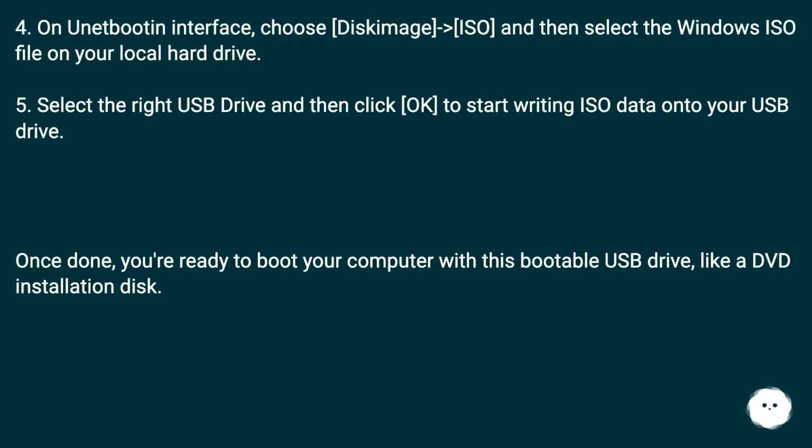4. In the UNetbootin interface, choose disk image, ISO, and then select the Windows ISO file on your local hard drive. 5. Select the right USB drive and then click OK to start writing ISO data onto your USB drive. Once done, you're ready to boot your computer with this bootable USB drive, like a DVD installation disk.